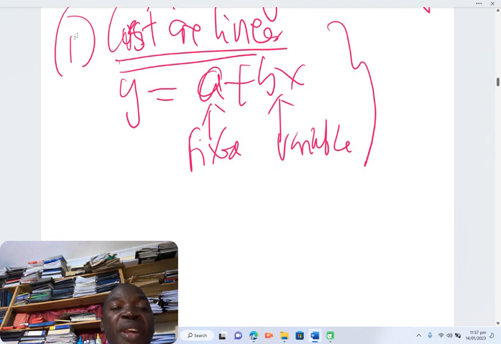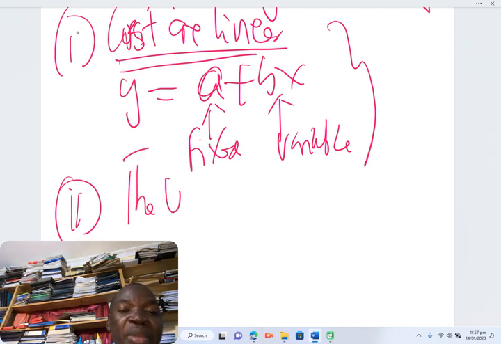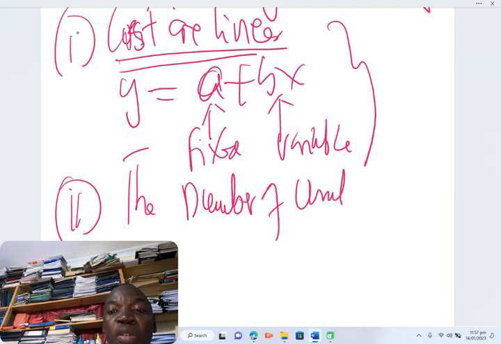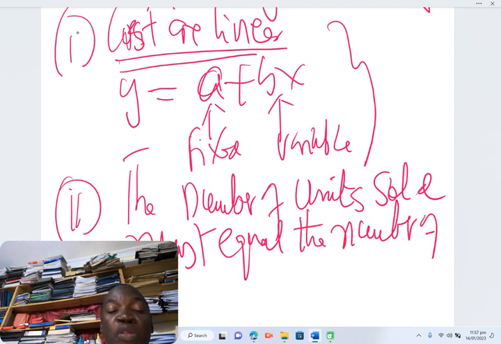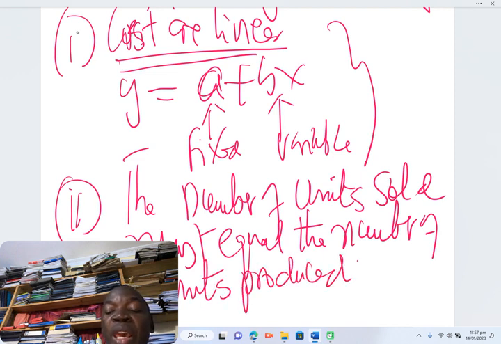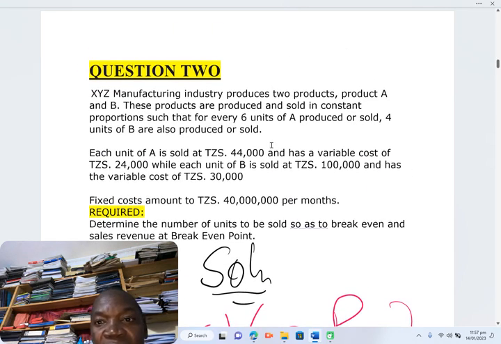I will explain later. Number 2, the CVP assumes that the number of units sold must equal the number of units produced. And that's why the question is insisting that units are produced and sold, that is our trick.